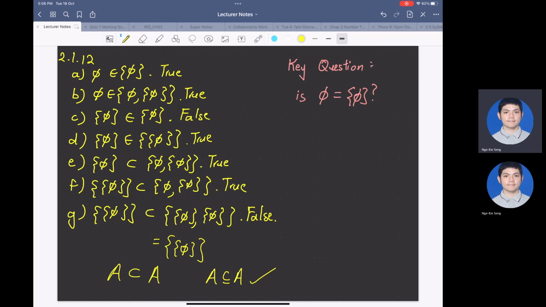But it's not a proper subset because everything in the right hand side is in the left hand side. So it's not proper.